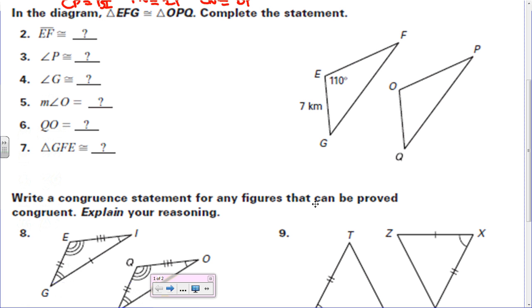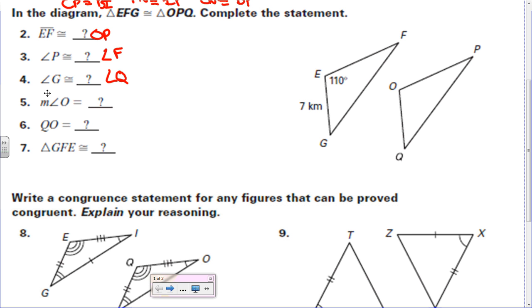For number 2, triangle EFG is congruent to OPQ. So you can either look at it by the name of the triangles or at the actual figures. EF is the same as OP. So they're both the first two letters, so it's congruent to that. Angle P is congruent to angle F. They're both the second letter, plus they're both the points out here on the point. Angle G is congruent to angle Q.